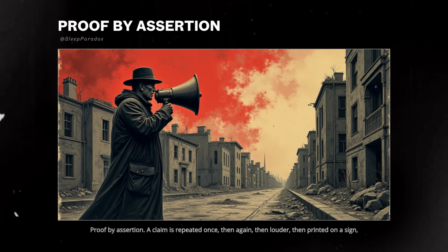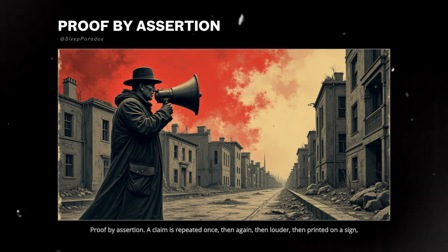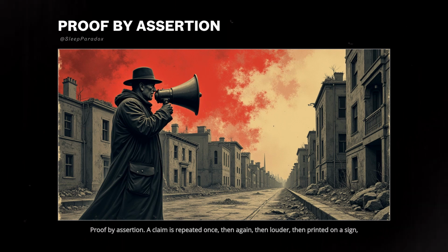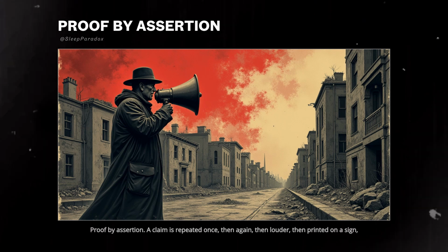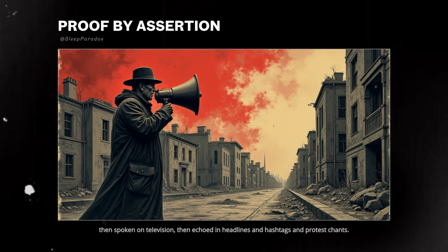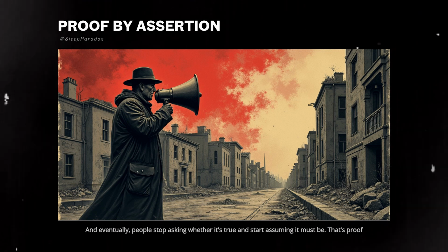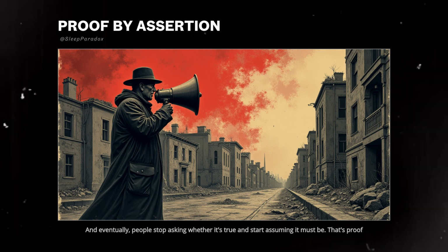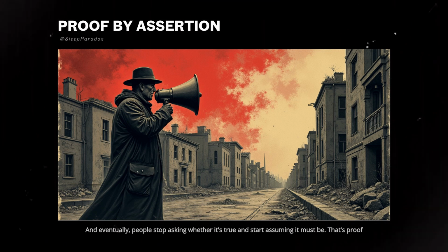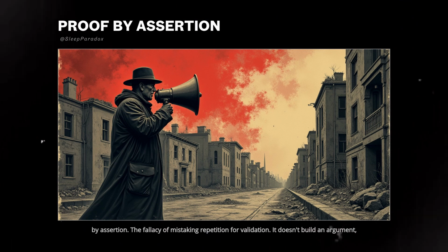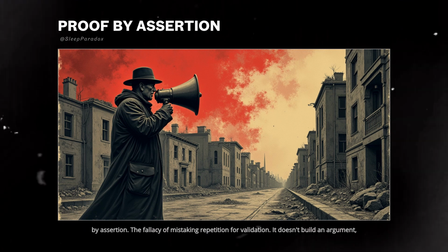Proof by assertion. A claim is repeated once, then again, then louder, then printed on a sign, then spoken on television, then echoed in headlines and hashtags and protest chants. And eventually, people stop asking whether it's true and start assuming it must be. That's proof by assertion. The fallacy of mistaking repetition for validation.